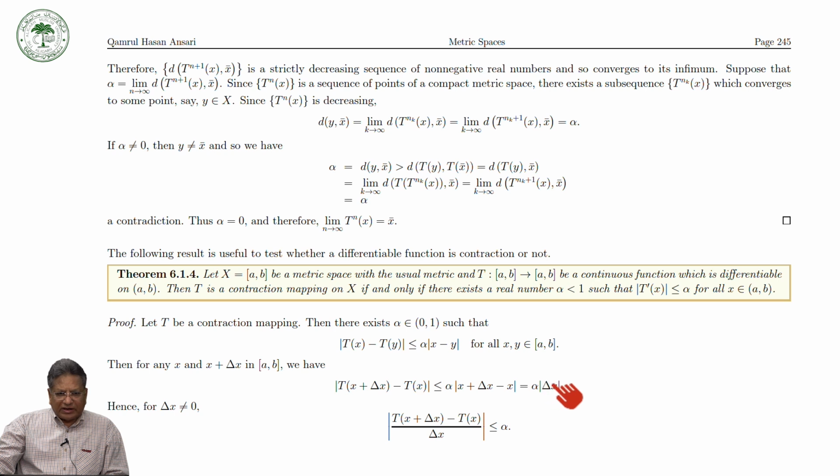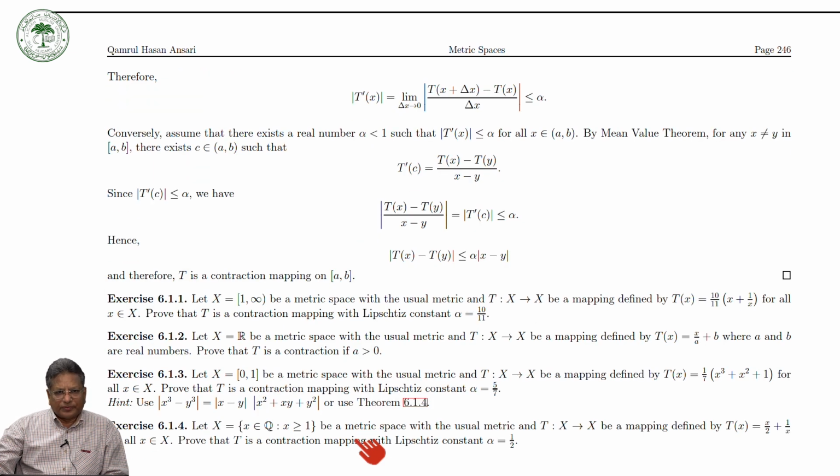Now for delta x not equal to 0, we can take delta x to the other side and take the modulus, then the modulus of this term is less than or equal to alpha. And now we can take the limit on both sides as delta x approaches 0. So we have this term, and this is nothing but the modulus of T'(x), the derivative of T at x, so we get the modulus of T'(x) is less than or equal to alpha. Now let us prove the converse part.